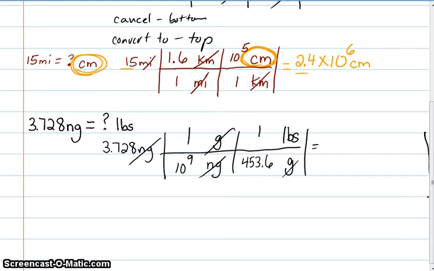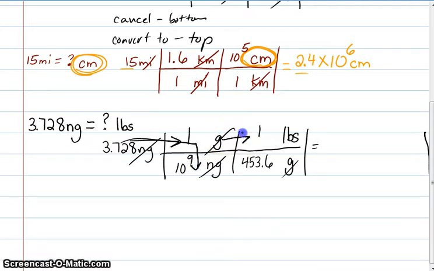So, how do we type this in your calculator? Well, here we go. We do 3.728. Do I need to do times 1? I can, but what would be the point? And I'm going to divide that by 10 to the 9th. I'm dividing by 10 to the 9th because 10 to the 9th is on the bottom. Remember, multiply times the top, divide by the bottom. That gives me 3.728 times 10 to the minus 9th.